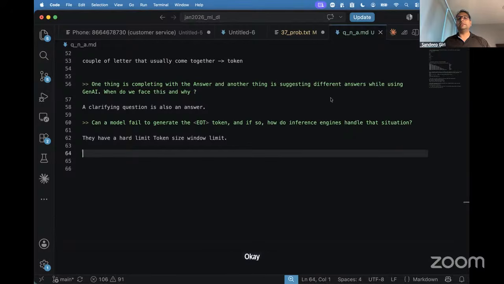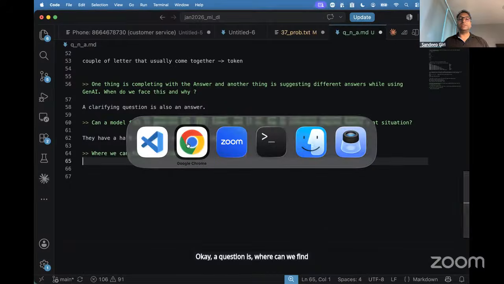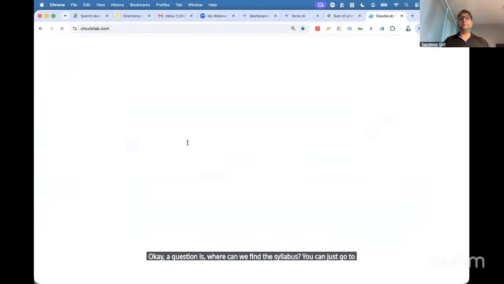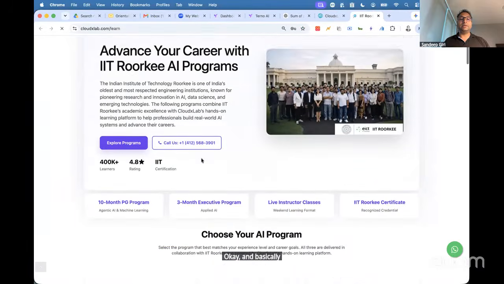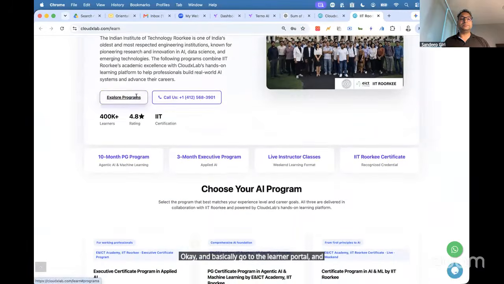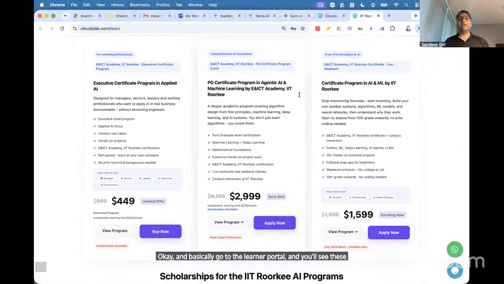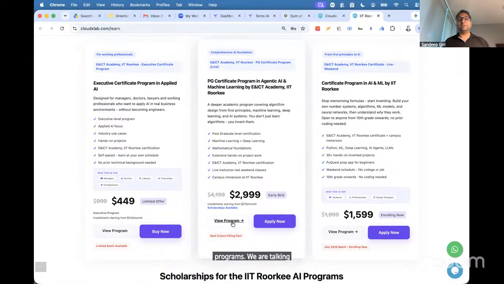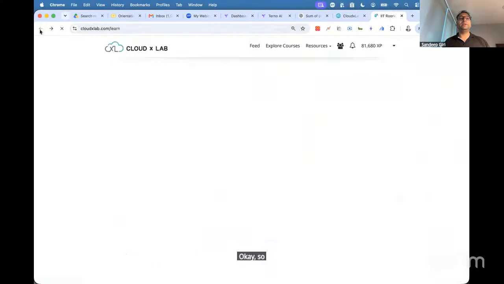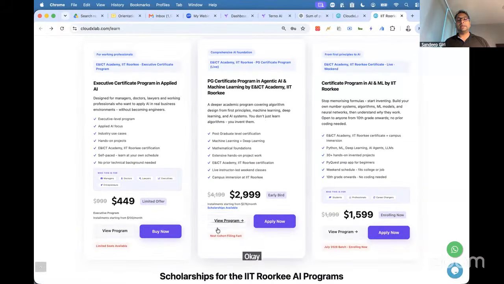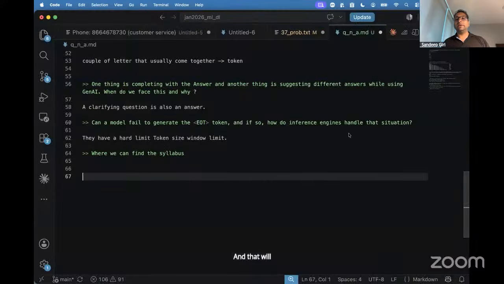Okay. A question is, where can we find the syllabus? You can just go to CloudxLab, go to the learner portal, and you'll see these programs. We are talking about this particular program. So take a look at that program, and that will give you the syllabus.